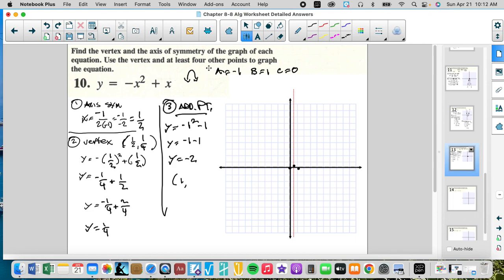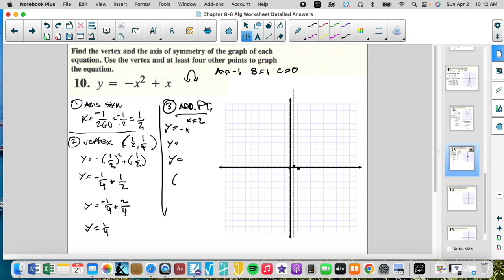Oh, hello. So I'm plugging in 1. Well, first of all, my additional point shouldn't be 1 because I've already plotted it. And I made a mistake with that. So we're not plotting 1. We're going to plot 2. So somewhere I should write what I'm plugging in also. So x equals 2.